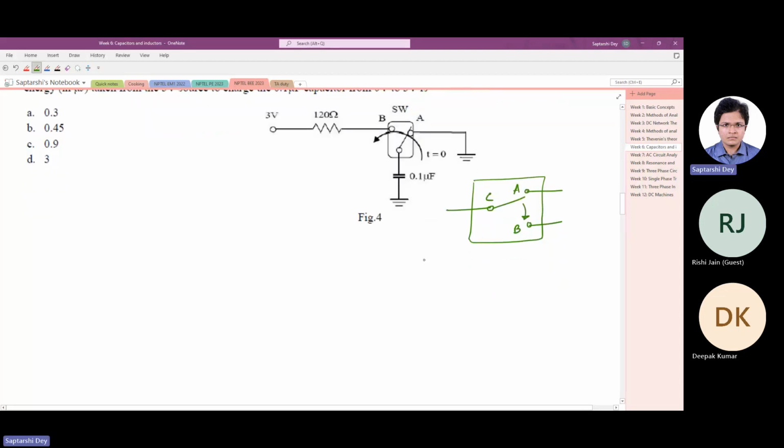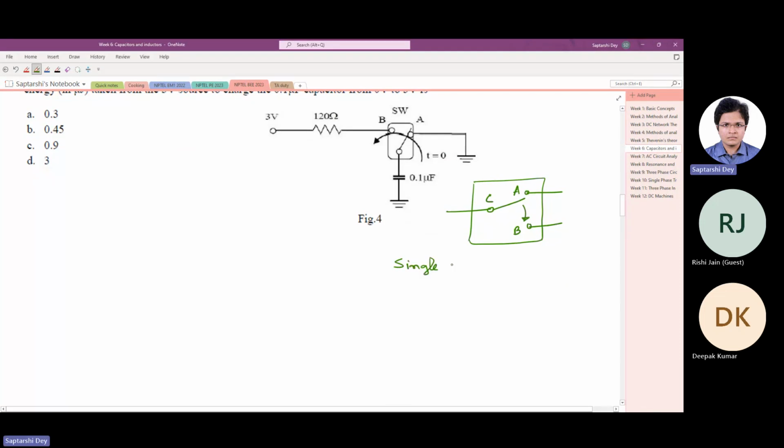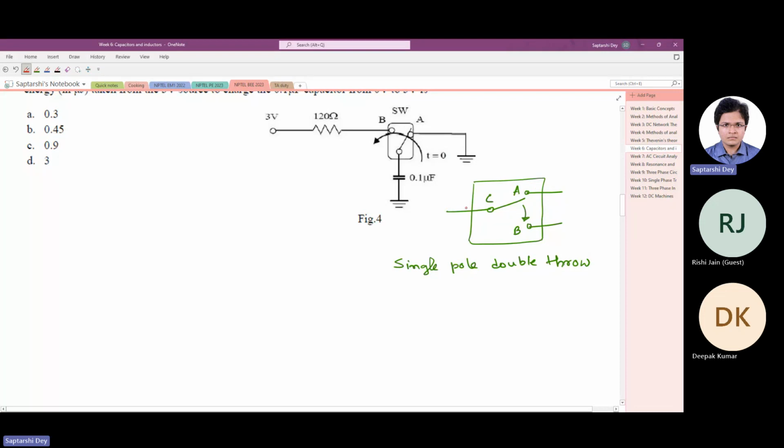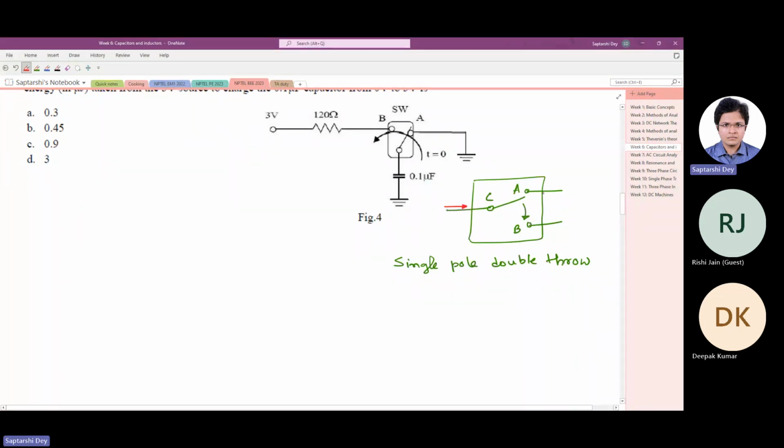This kind of switch is called single pole double throw, right? Why single pole? Because you see here only one path is there. Say a current is coming through C. So it has to go either through point A or through point B, depending on the position of the switch. That is why it is single pole.